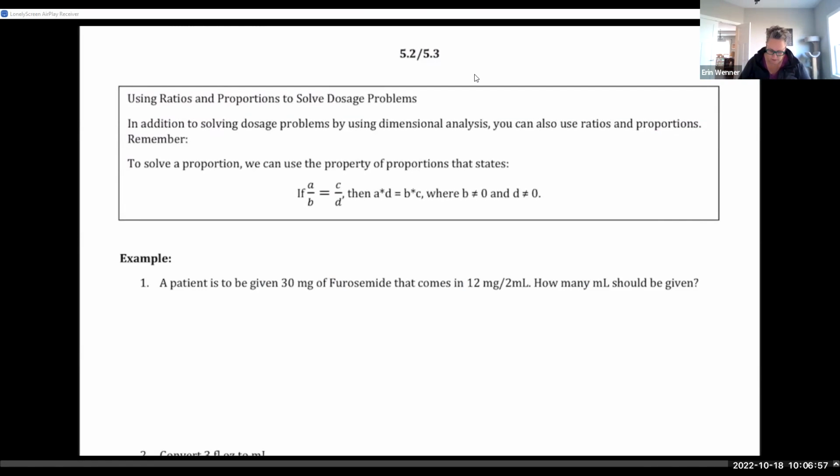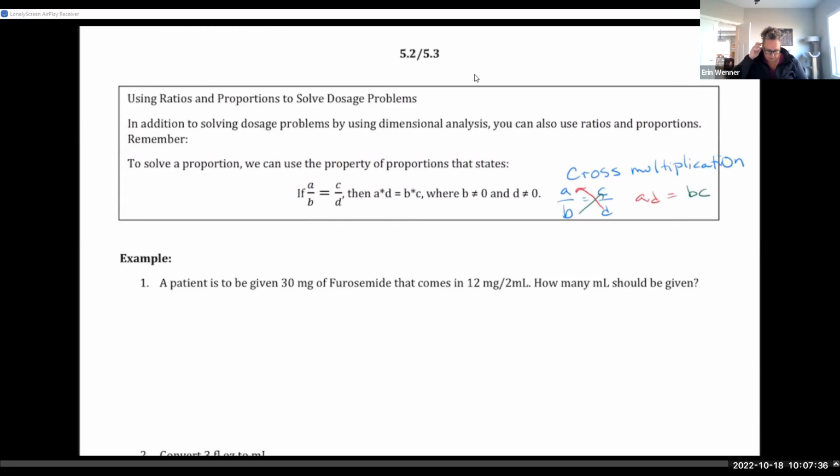To solve a proportion, we can use the property of proportions that states if A over B equals C over D, then A times D equals B times C, where B and D are not zero. Basically, it's cross multiplication. So if we have A over B equals C over D, we're going to take D and multiply it by A, and we're going to set that equal to B times C. Then we can solve for the missing piece.